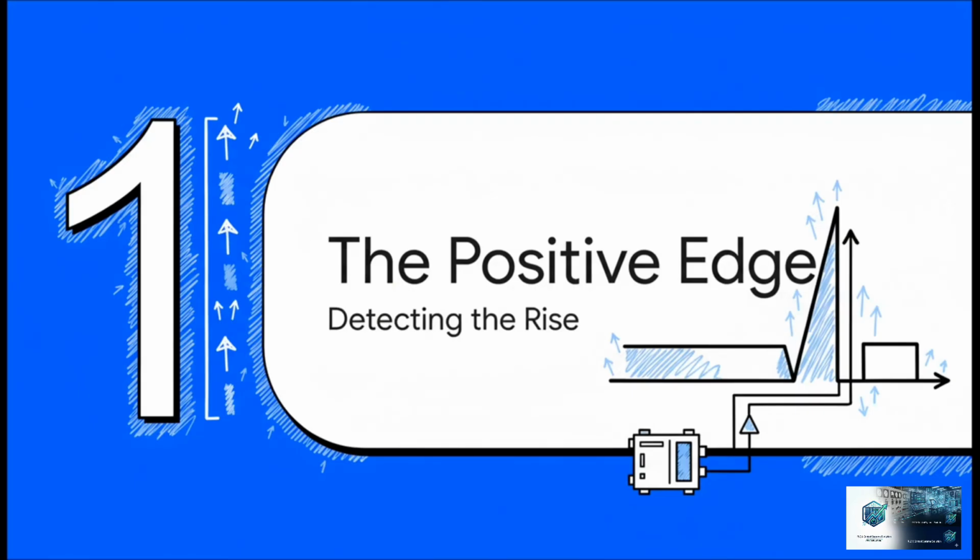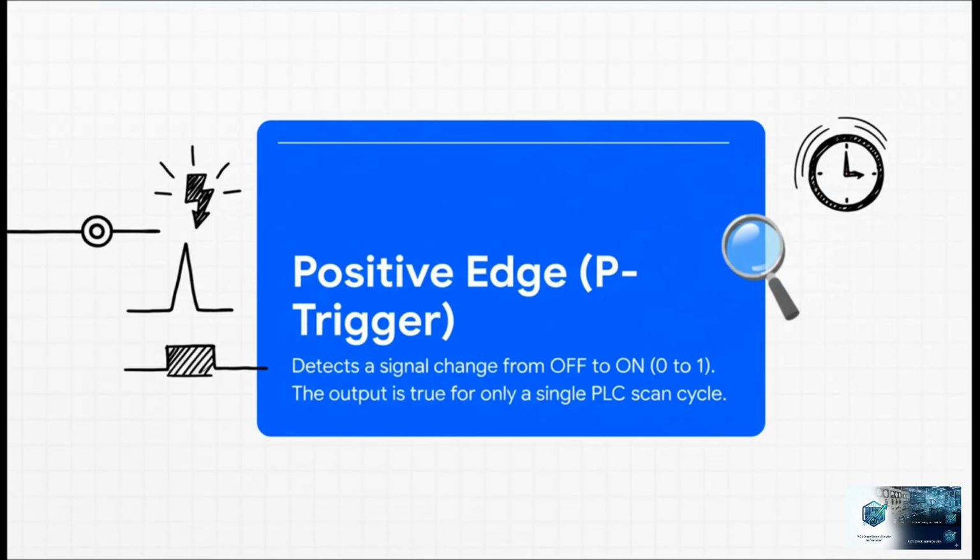Okay, so there are really two main flavors of edge detection. We're going to start with the first one, the positive edge. You might also hear it called a rising edge, or in the programming world, a P trigger. So what exactly is a positive edge trigger? Well, think of it like a lookout. It's constantly watching an input. And the very instant that input flips from off, or a 0, to on, or a 1, bam, the P trigger fires. But here's the really crucial part. Its output is only true for one single scan of the PLC's program. It's an incredibly brief and super precise event.